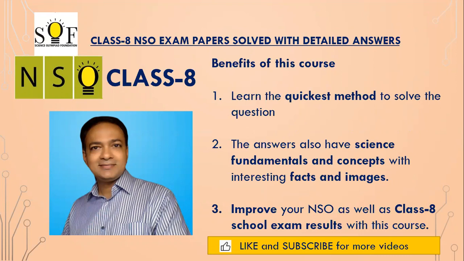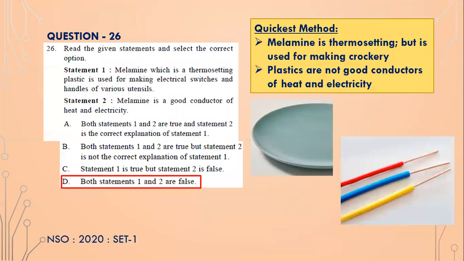You will learn the science concepts and fundamentals with some interesting facts and images, and this will also help you in your class 8 school exam. So first one, read the given statements and select the correct option. Melamine, which is a thermosetting plastic, is used for making electrical switches and handles of various utensils.